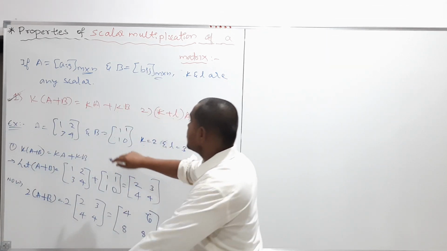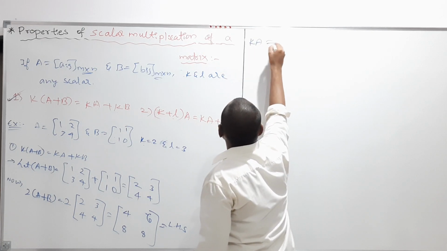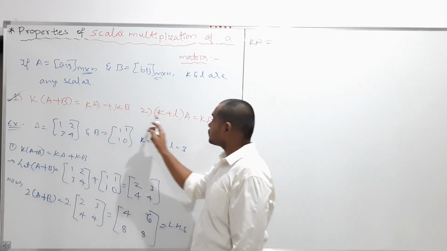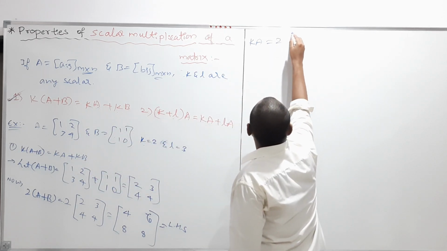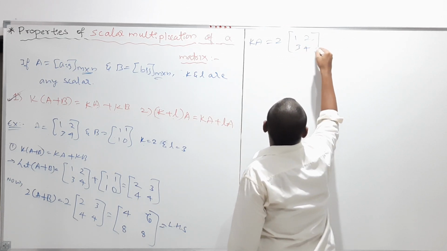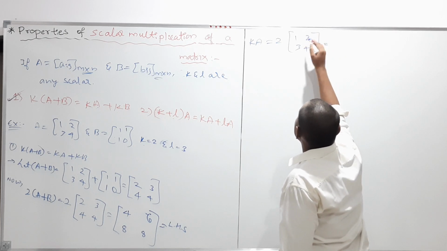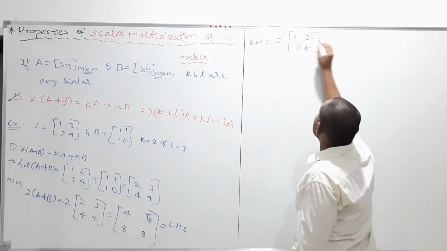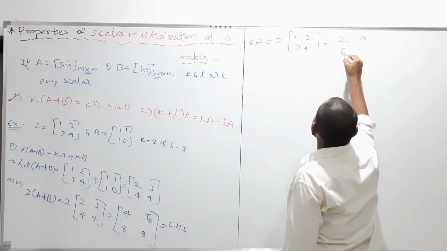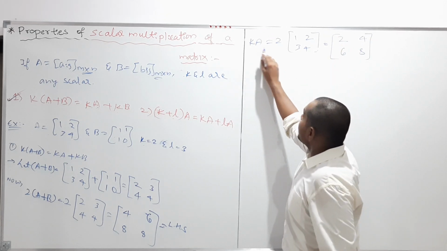What is RHS? K into A plus K into B. So consider K into A. What is K value? K value is nothing but 2. So 2 into A. What is A? 1, 2, 3, 4. 2 into this matrix: 2 ones are 2, 2 twos are 4, 2 threes are 6, 2 fours are 8. This is K into A.